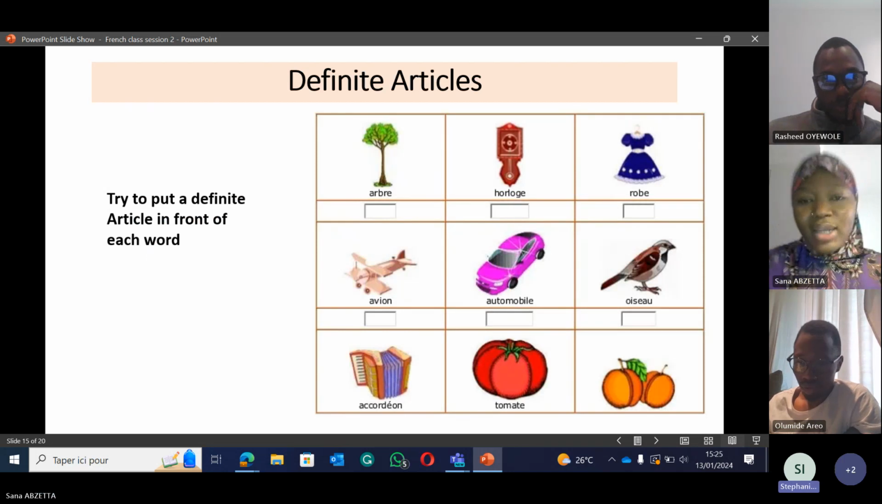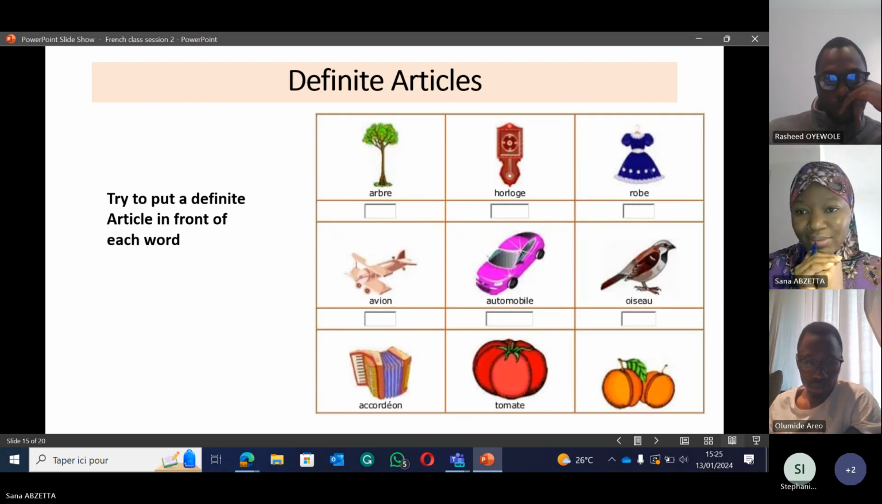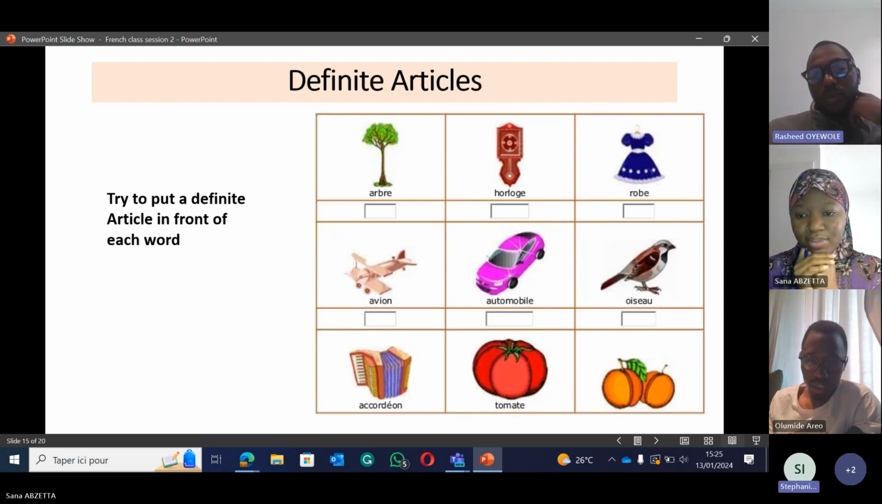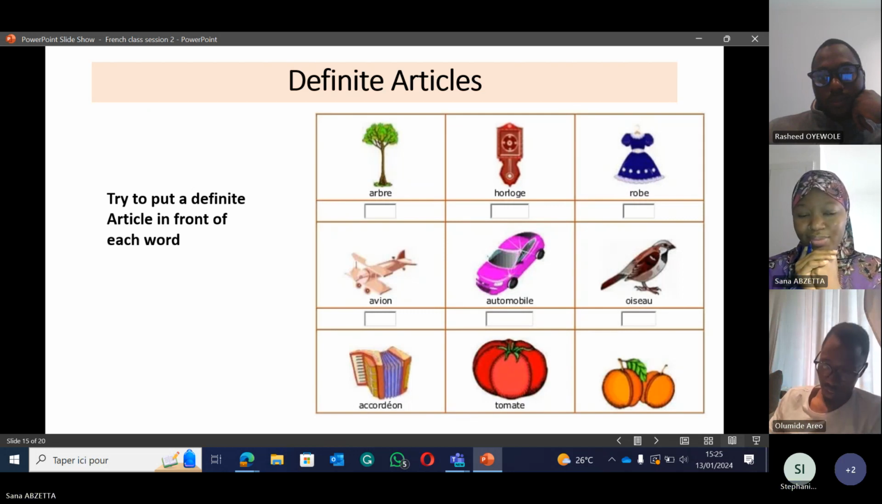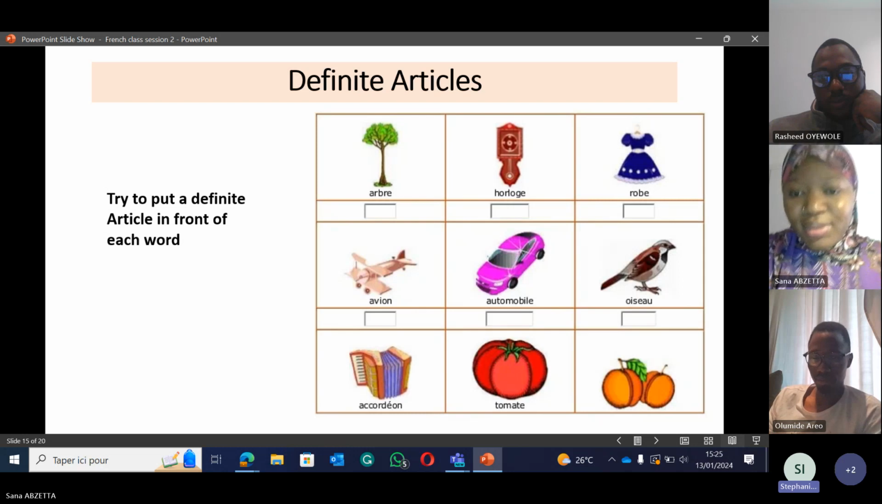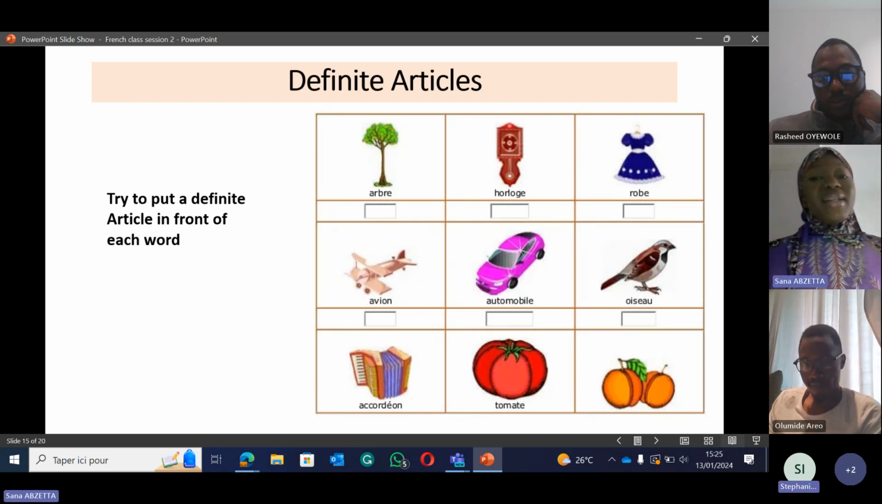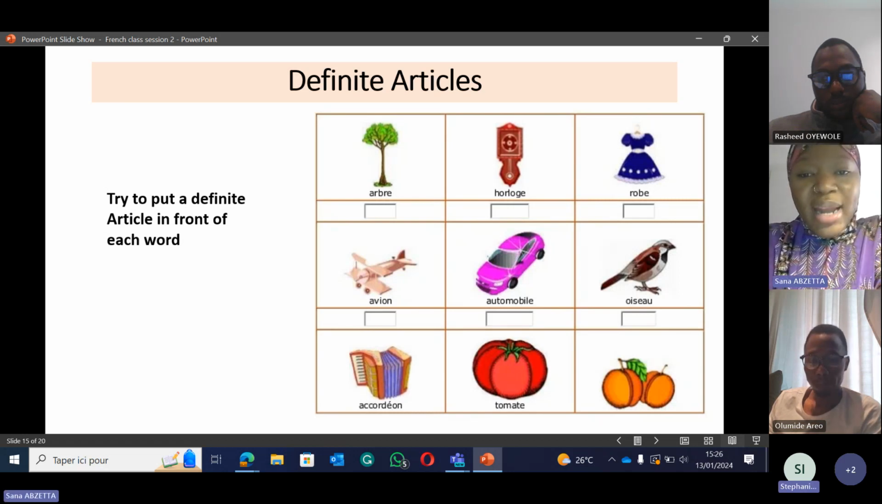A tree. Do you see the tree? In French, the tree is called arbre. Can you repeat arbre? Arbre. Okay. The same rule applies as we saw earlier. Since the last letter here is an E, we can say that arbre is a feminine word.